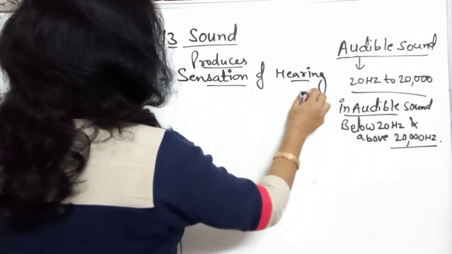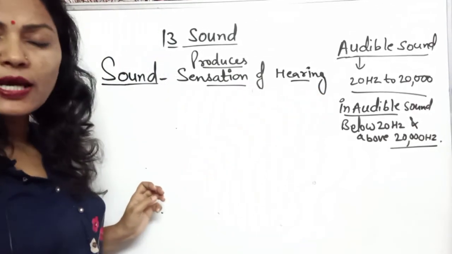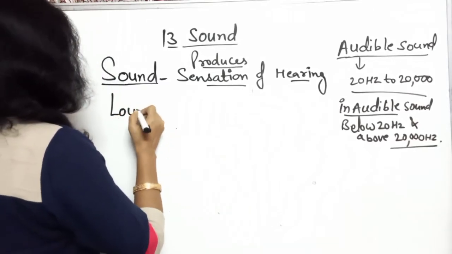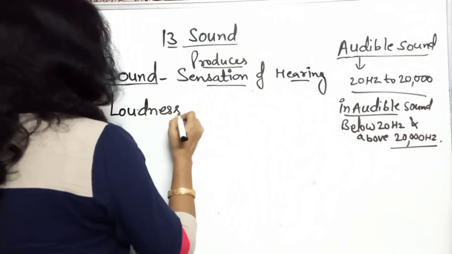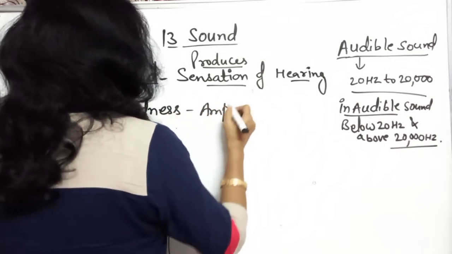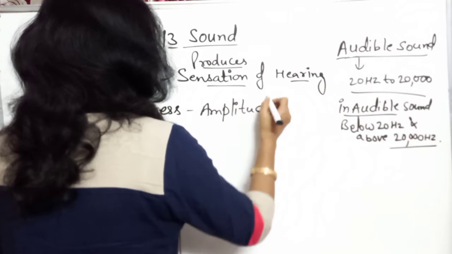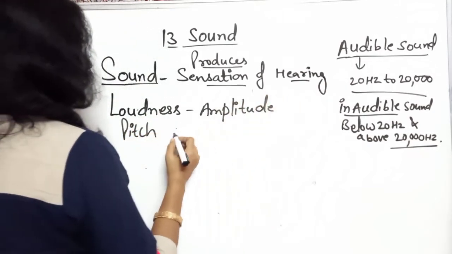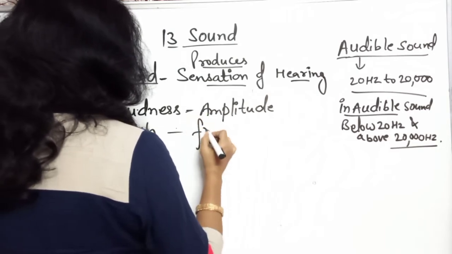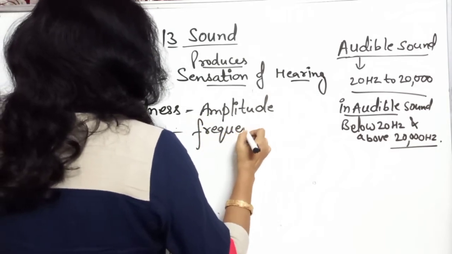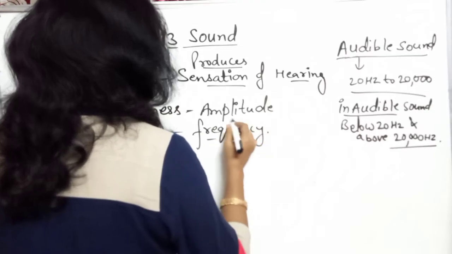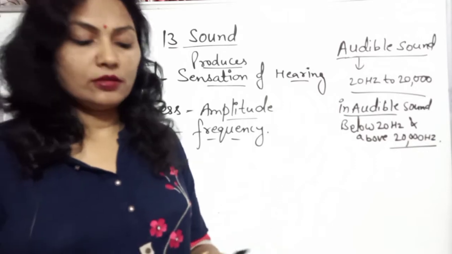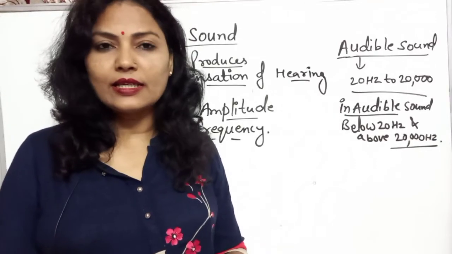So which determines the loudness? Loudness depends upon the amplitude. Loudness depends upon amplitude. And pitch or shrillness depends upon the frequency. So these are the two qualities, the characteristics of sound, we can say.